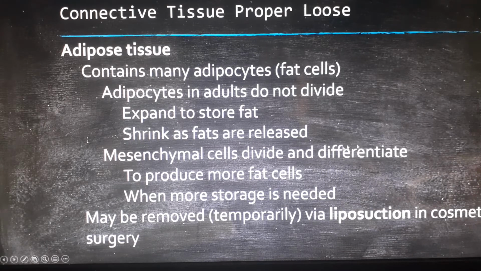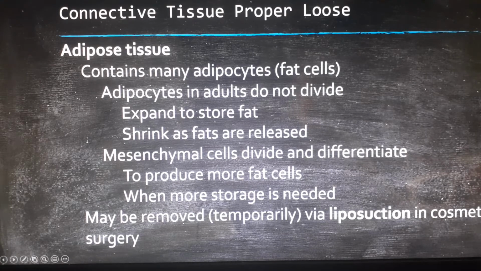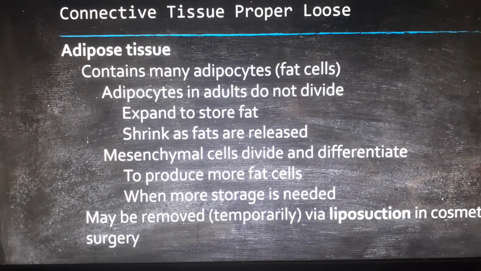There are mesenchymal cells in your adipose tissue that also divide and differentiate to make more fat cells when more storage is needed. Isn't that sad? Even if you undergo liposuction, it is only temporary, because these cells are basically fat stem cells, and they will replace any fat cells that you have removed. Oh, so sad.